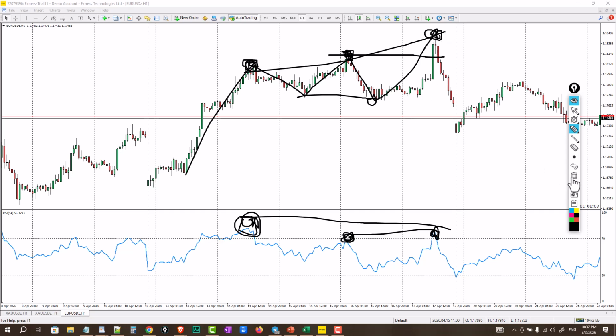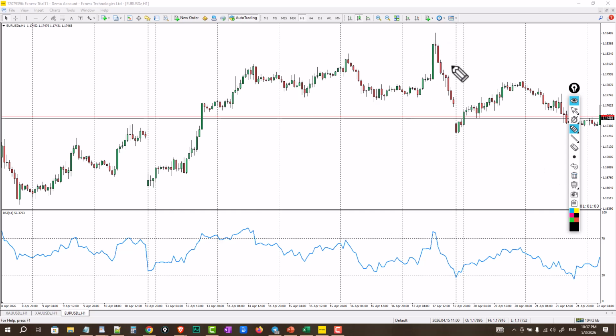Okay, so now that we have this divergence, after the formation of this indecision candlestick and then the formation of this bearish engulfing, you could have taken a short trade setup here after spotting this divergence.